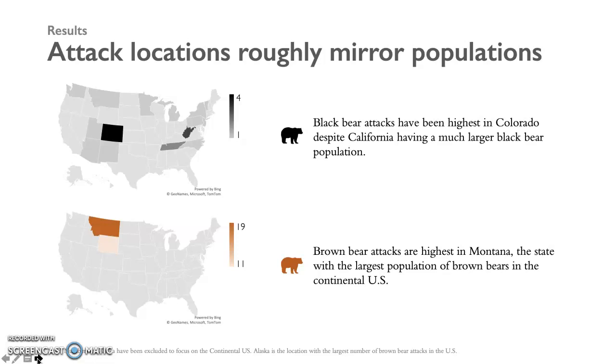Attack locations roughly mirror population locations. Colorado is the hotspot for fatal attacks by black bears. This is despite the fact that other states like California, Oregon, Washington have higher black bear populations. The cause for Colorado's number is unclear. It could be the number of people heading out into the woods for recreation, or it could relate to the density of populations, human and bear, and their interaction.